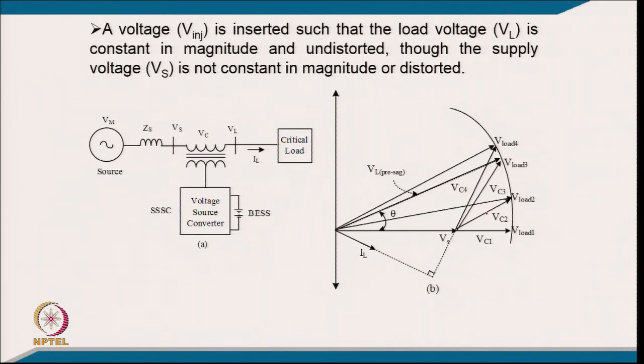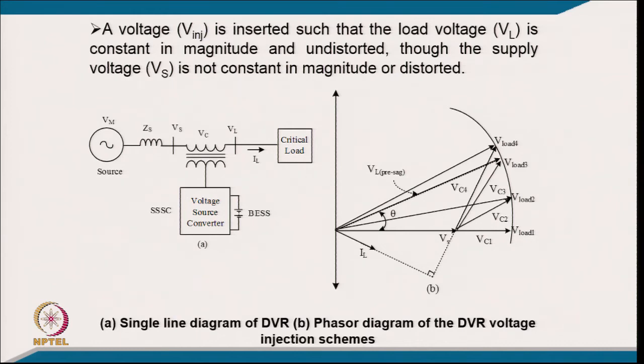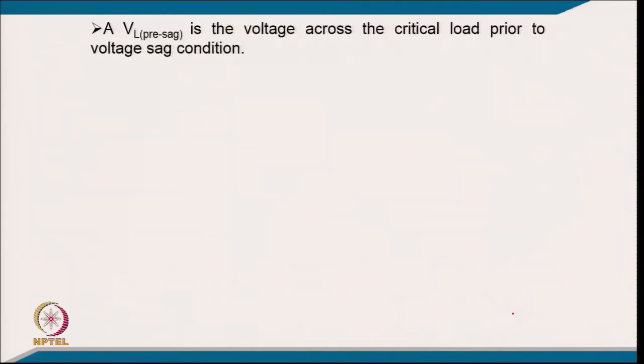So that the voltage across the load is regulated, and these are the injected voltages like VC1, VC2, VC3, or typically VC1, VC2, VC3 and VC4, so that the load voltage is regulated. So, this is the single-phase diagram and phasor diagram of DVR voltage injection.